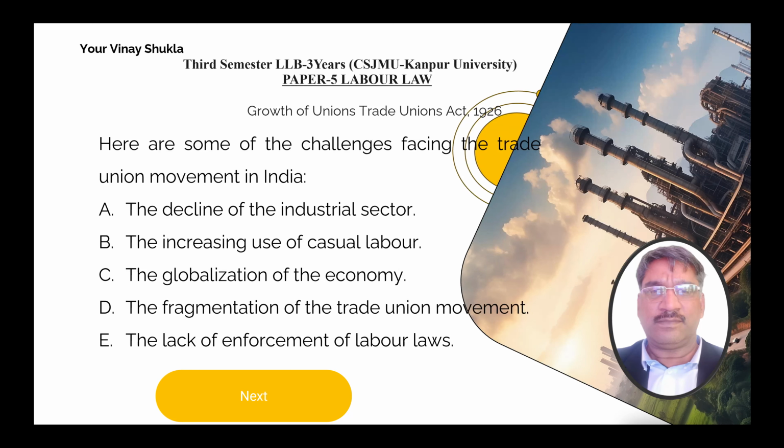Here are some of the challenges facing the trade union movement in India. The decline of the industrial sector. The increasing use of casual labor. The globalization of the economy. The fragmentation of the trade union movement. The lack of enforcement of labor laws.